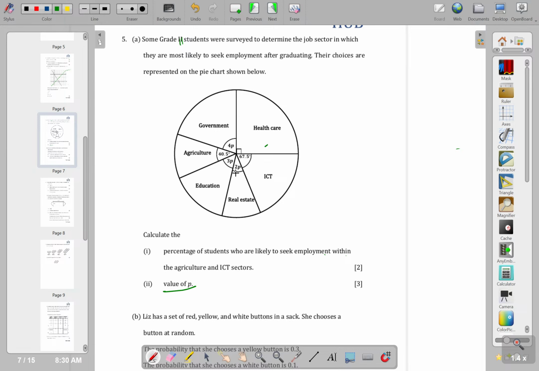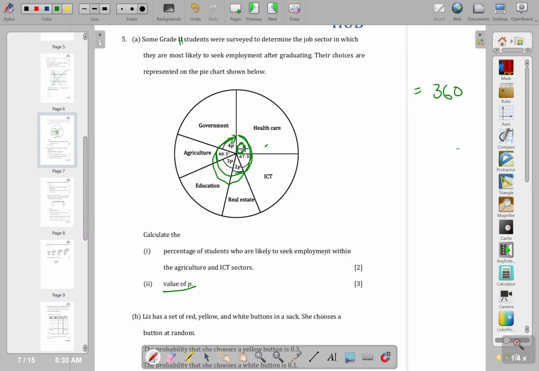Sometimes I see students would say, well, I don't know what P is, sir, because I see P and this. No. What did I just talk to you about? Angles that form an entire circle add up to 360 degrees. Let's go step by step. Say that again. Angles that form an entire circle add up to 360 degrees.